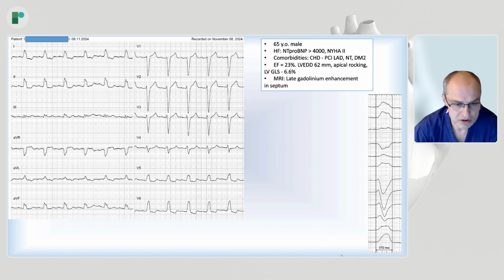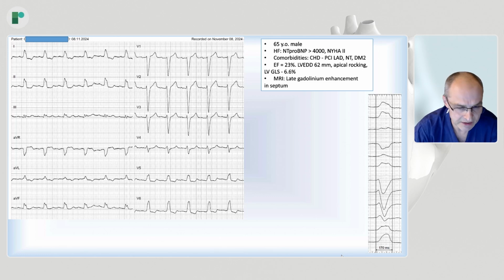So as you see, this is a classical left bundle branch block patient recorded on November the 8th, 5 days ago. Broad QRS, 170 milliseconds, all Strauss criteria there. Heart failure, ejection fraction 23, high NT-proBNP, etc. And some problems with the septum in MRI. So I was thinking maybe left bundle branch pacing will be difficult, maybe His will be better.